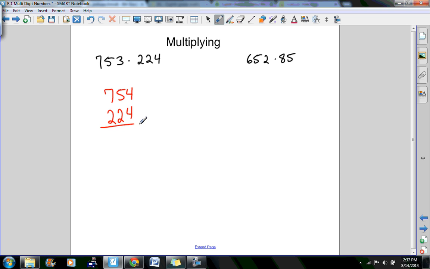And we're going to be multiplying the 4 times each of the pieces on the top first. So I do 4 times 4 is 16. 5 times 4 is 20. I'm going to add the borrowed piece and get 21.